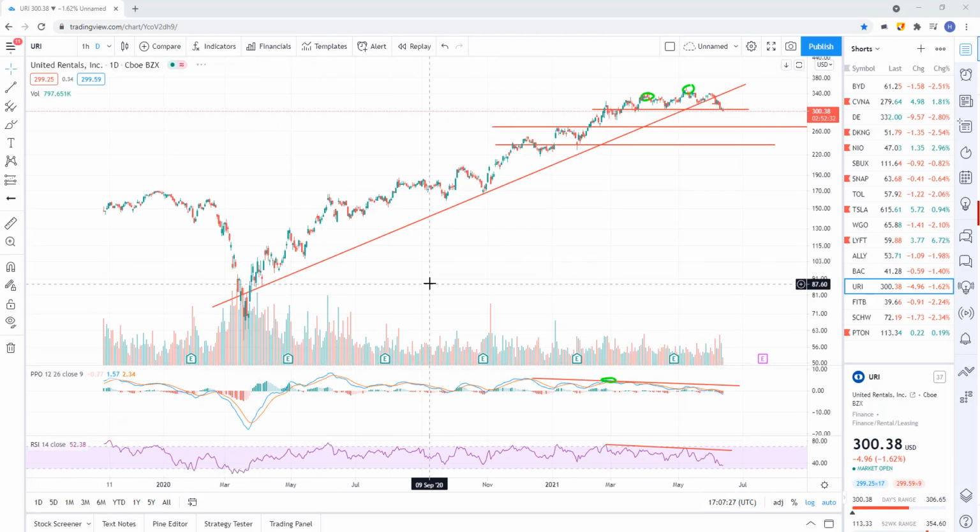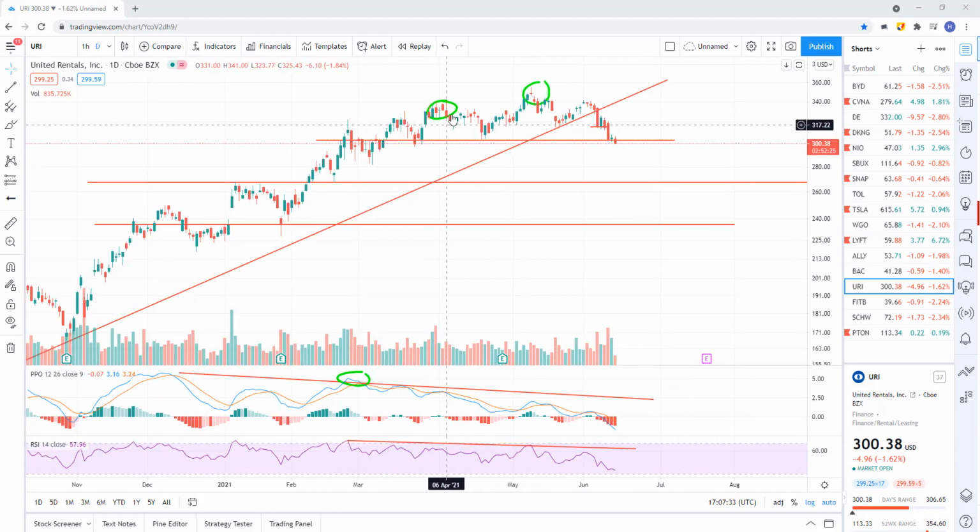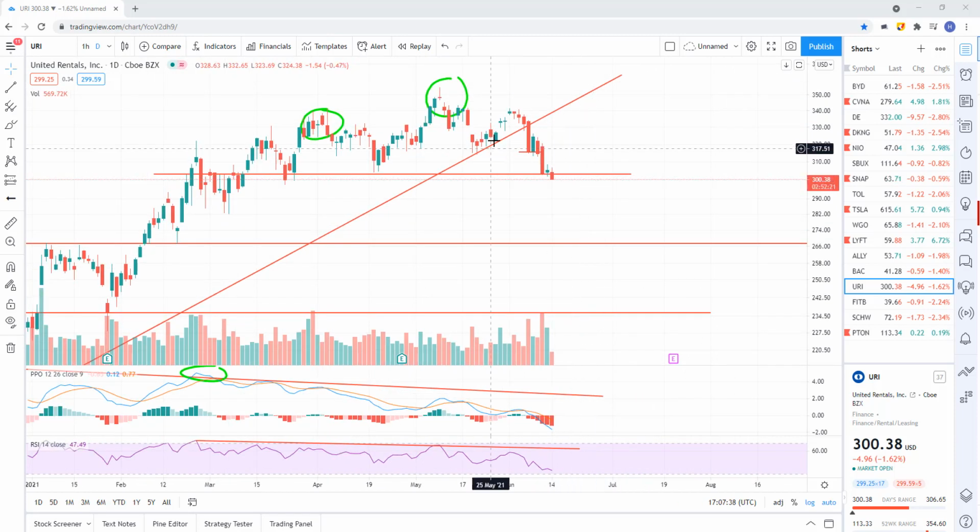Here's URI. This is an industrial, United Rentals. This one's working out nicely. You have a clear uptrend line there. We have a divergent high here, divergent high 2, and we wait for a break of trend. There's your sell signal. Nice impulsive breakdown, chopped sideways a little bit and continuing down.